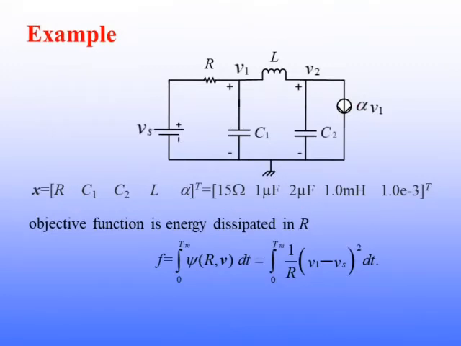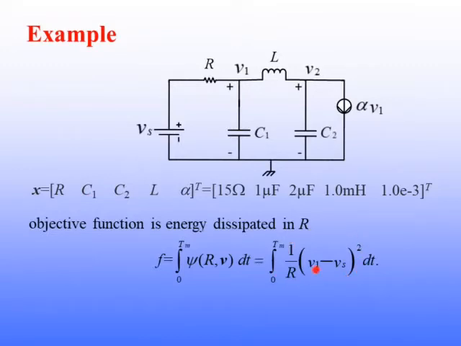Our target here really is to find the sensitivity of the energy dissipated in the resistor R. The instantaneous power dissipated across R is (V1 minus Vs) squared divided by R. This is the power. So if you integrate power, you get the total energy. Okay, so this is the expression for the energy that we want to get its sensitivities. This is the kernel.